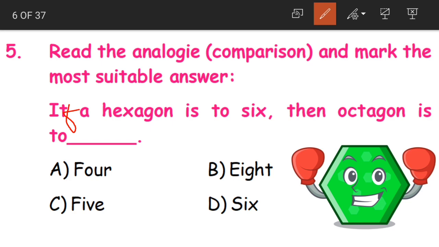This is a hexagon. If you see, it has got six sides: 1, 2, 3, 4, 5, 6. Okay, so you have another shape which we call an octagon. Is it of 4, 8, 5, 6? And the answer is 8. Okay, children, octagon is of 8 sides.